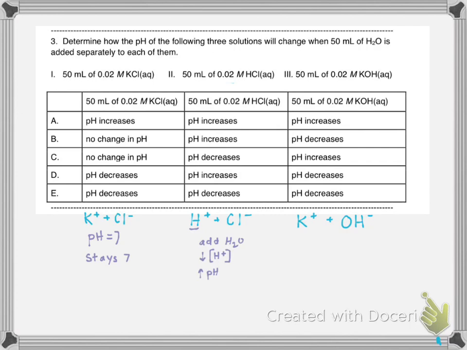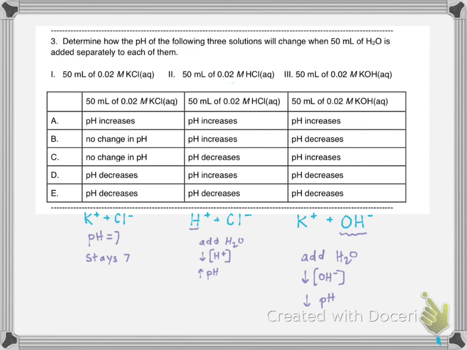Okay, and we can use the same thought process for looking at the KOH, because we have the hydroxide, which makes the solution basic. Then we add water, and that means we're going to decrease our concentration of hydroxide, and so the pH will go down. Another way you can think of this is we're adding in something that's coming in at a pH of 7, and so it's going to pull the pH towards 7.